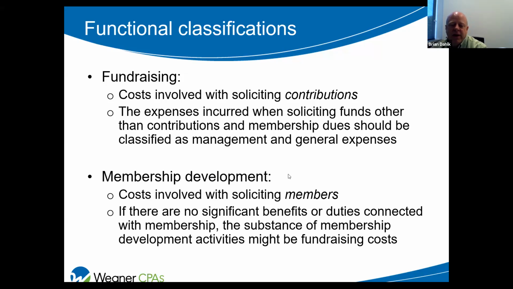Many nonprofits that have what they call members in their organizations aren't really members for this particular purpose. You only have membership development costs if you have members in which the membership incurs specific duties or is entitled to specific benefits. If that's not the case, then really the costs of getting members for a nonprofit is probably a fundraising cost and not a membership development cost.